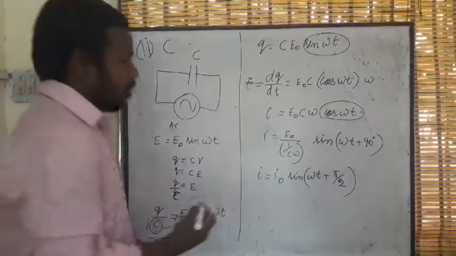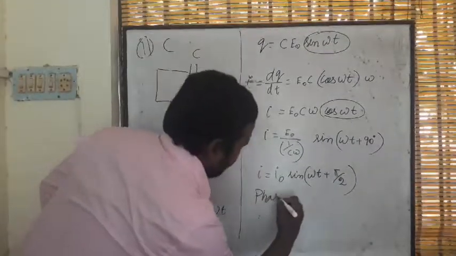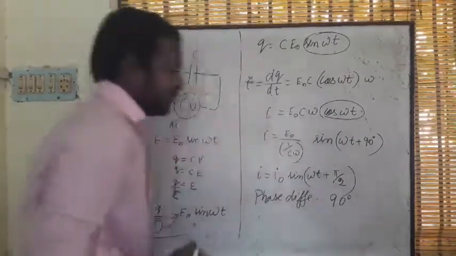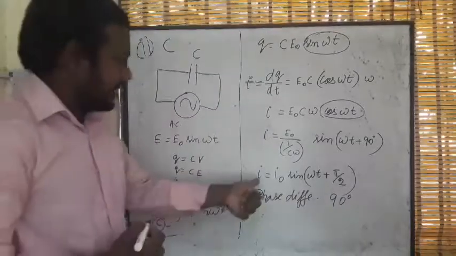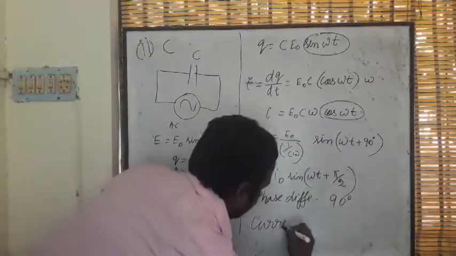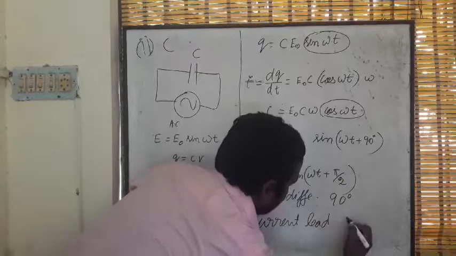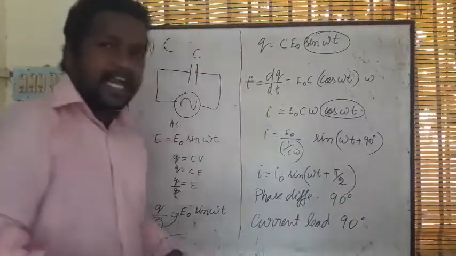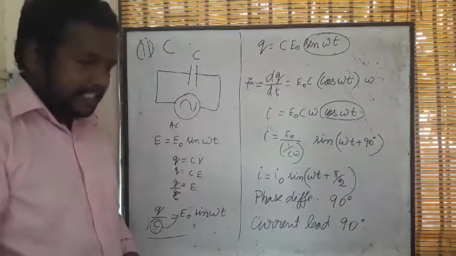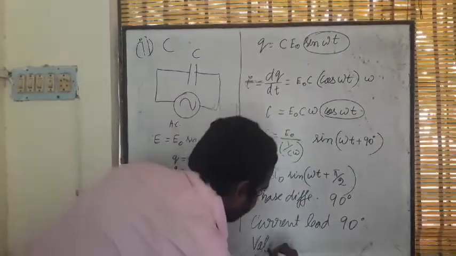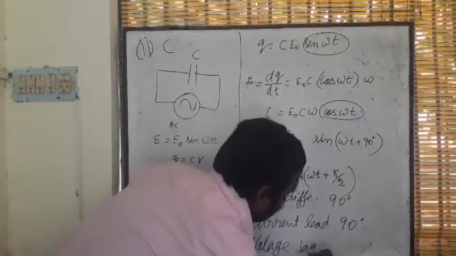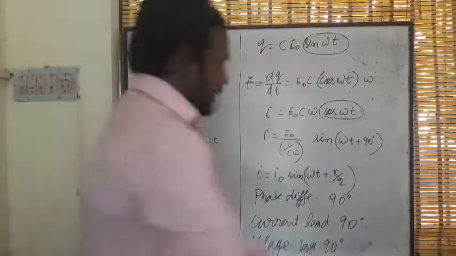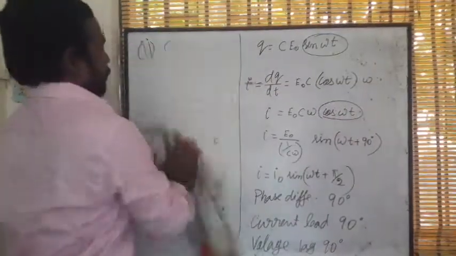So the phase difference will be 90 degree, so it's a plus 90 degree. That means the current leads by 90 degree. The same thing, the voltage lags by 90 degree, because the current started before. The voltage is getting lagged. So voltage lags 90 degree. Further, this equation is going to conclude.